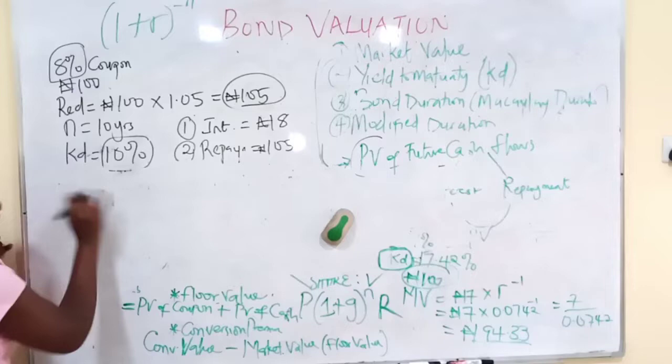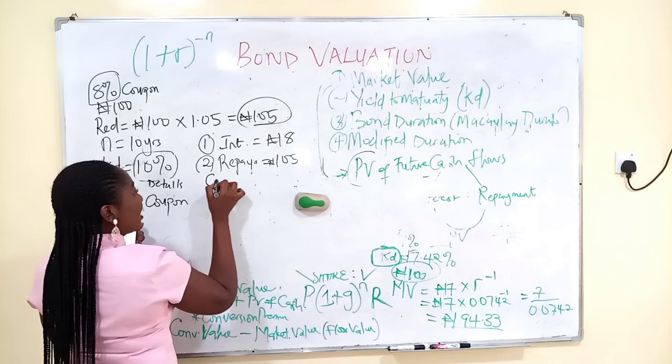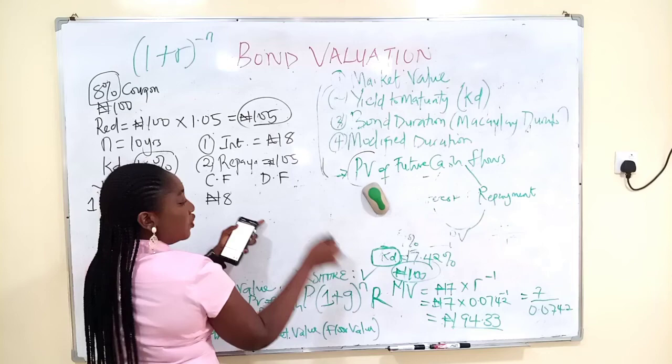That is, I'm collecting interest between year 1 and year 10, and that's what they call years. What is happening? We call it coupon. How much is it? The cash flows is 8 naira. What am I multiplying it by? The discounting factor, which I told you is 1 plus R raised power minus N, right?